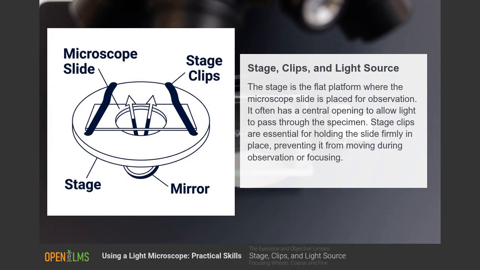Stage, clips, and light source. The stage is the flat platform where the microscope slide is placed for observation. It often has a central opening to allow light to pass through the specimen. Stage clips are essential for holding the slide firmly in place, preventing it from moving during observation or focusing.